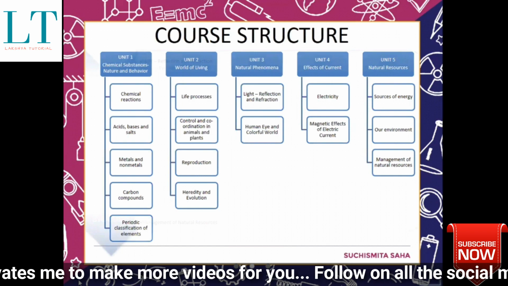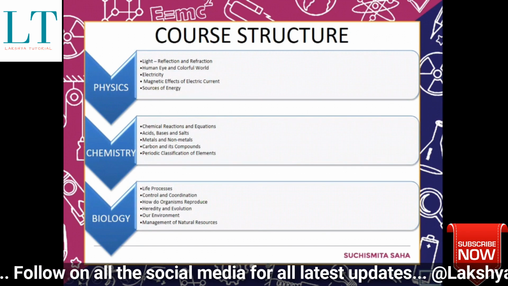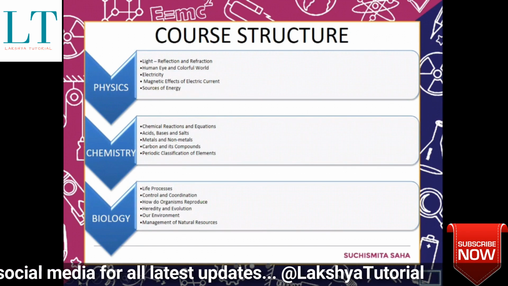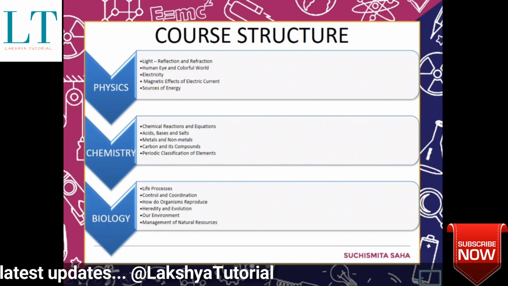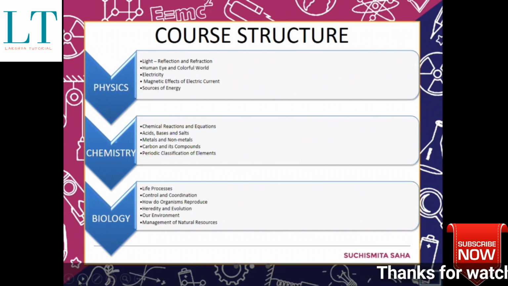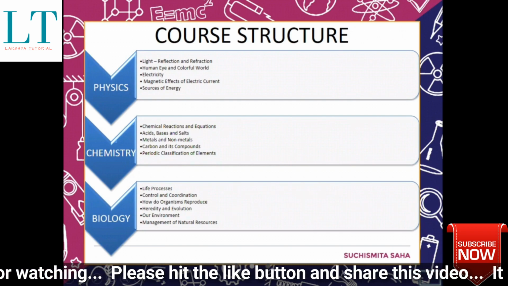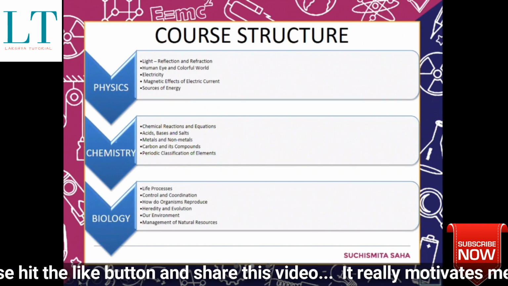Moving further, I have divided the whole syllabus into 3 parts: physics, chemistry and biology. Physics is basically light, human eye, electricity, magnetic effects of electric current, and from the 5th unit, sources of energy is considered to be a part of physics. In chemistry, we have chemical reactions and equations, acids, bases, salts, metals, non-metals, carbon and its compounds, and periodic classification of elements. In biology, we have life processes, control and coordination, how do organisms reproduce, that means reproduction, heredity, evolution, and from the last unit, the rest of the 2 chapters, our environment and management of natural resources.